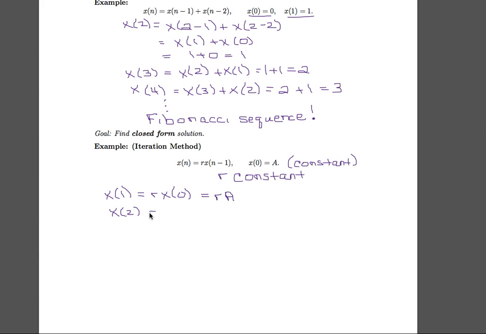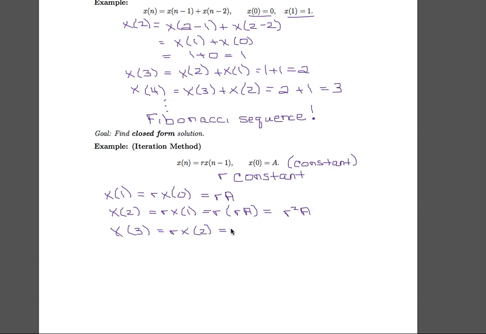X of 2 should be r times x of 1, so that's going to be r times, well, x of 1 was r times a, so altogether we're getting r squared times a. X of 3 is going to be r times x of 2.